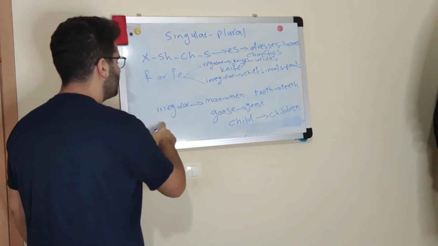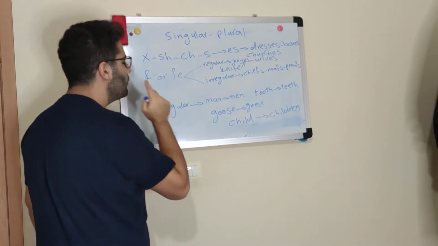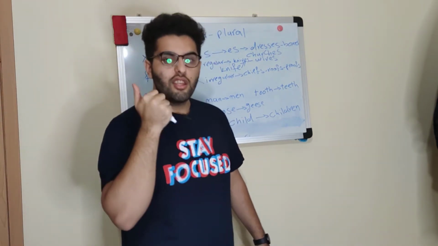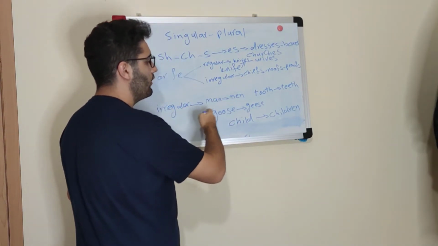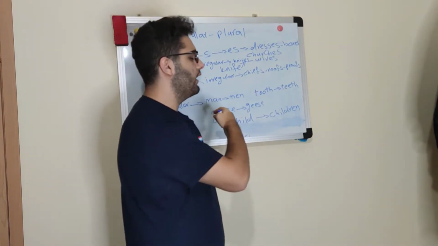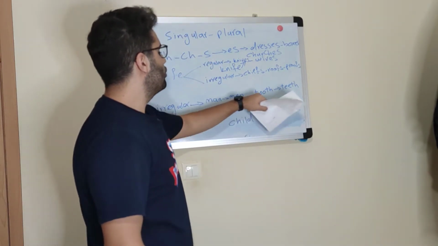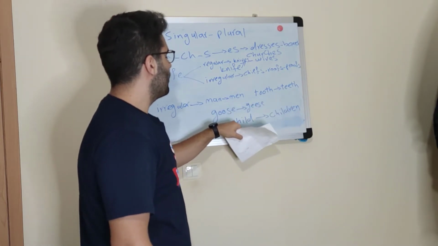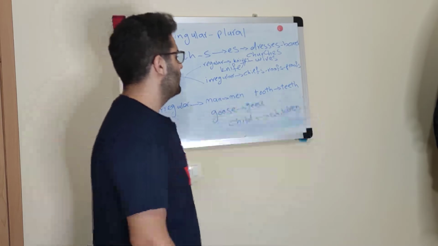The next group are the irregulars. Again, irregulars. Don't memorize them. If you want to learn them, use them. Of course, in this part, you have actually heard most of them. Like what? Like man is men. Tooth, teeth. Goose, geese. Child, children. Woman, women.